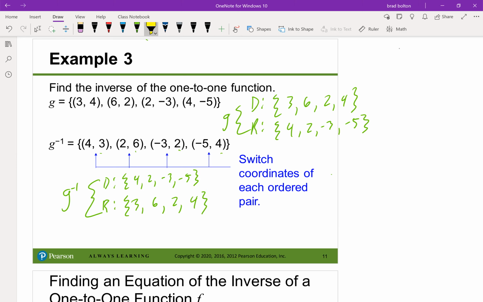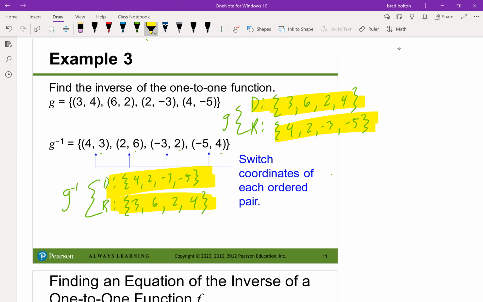Okay, so if you notice, the domain of G is 3, 6, 2, 4, and now it's the range of G inverse. The range of G was 4, 2, negative 3, 5, and it is now the domain of G inverse, which makes sense because how did we build the inverse? We interchange the x's and the y's. So of course, that's going to interchange the domains and ranges for each of these functions. Just keep that in mind: one relationship between a function and its inverse is that the domains and ranges flip-flop.